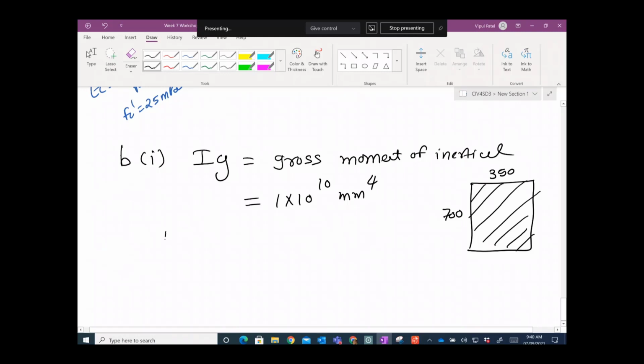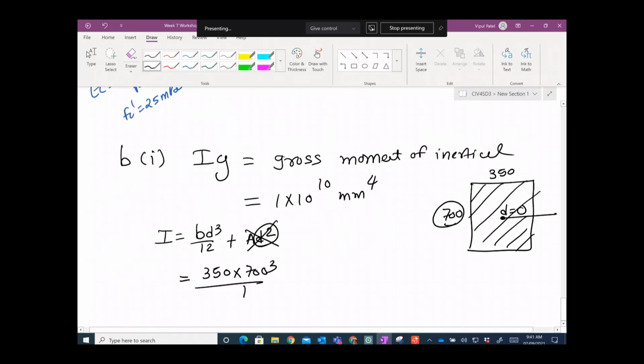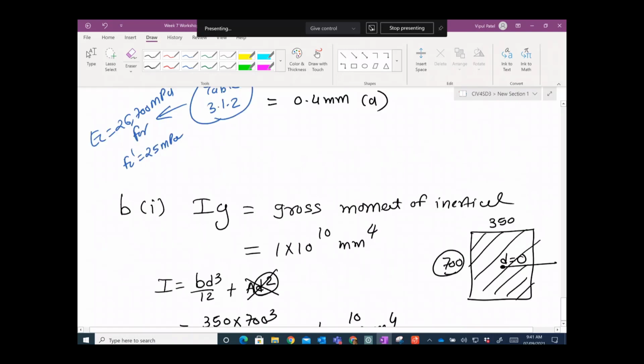It's calculated by taking I equal to BD cubed over 12 plus Ad squared. Please note the d distance is between the centroid of the whole cross section and the centroid of the section, so d is 0 here and this whole term is gone. B is 350, D is 700 cubed over 12. It gives you the gross moment of inertia. I just show it to you again. Now we can calculate the second one.